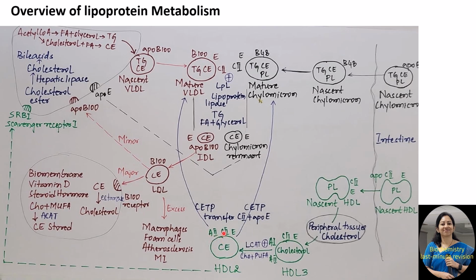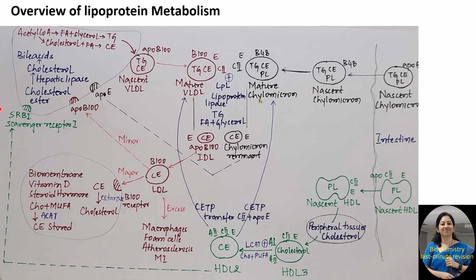This apolipoprotein C2 and E are transferred from HDL2 to nascent VLDL and nascent chylomicron to make them mature, and some amount of cholesterol esters are transported from the HDL2 to mature chylomicron and mature VLDL with the help of cholesterol ester transport protein. So the remaining part of this HDL, which contains cholesterol esters in its core, gets transported to liver.